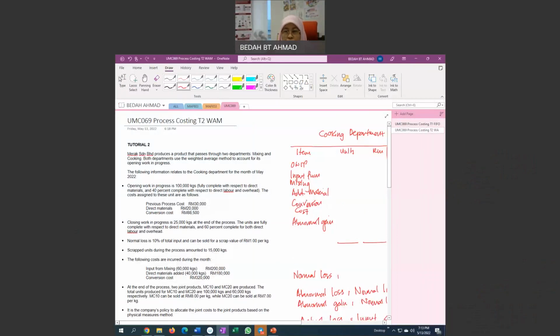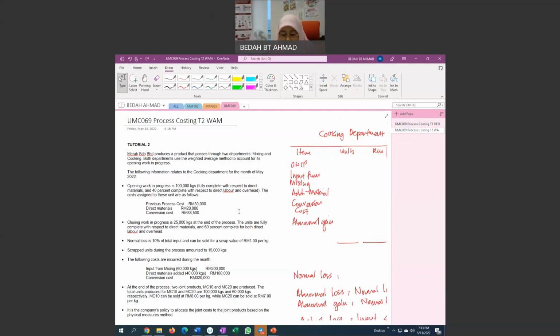Now we want to compute the finished goods valuation using a second method, which is the weighted average cost method. So we are using this question, Tutorial 2, Merak Sdn Bhd. Merak Sdn Bhd produces a product that passes through two departments, mixing and cooking. Both departments use the weighted average method to account for opening work in progress. The following information relates to the cooking department for the month of May 2022.